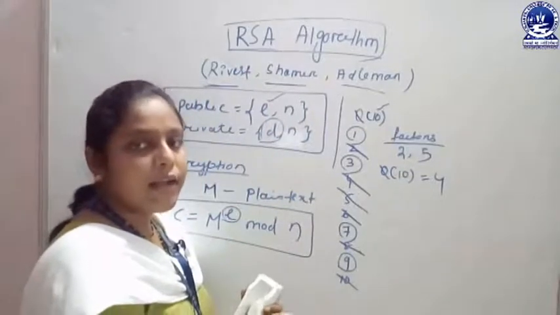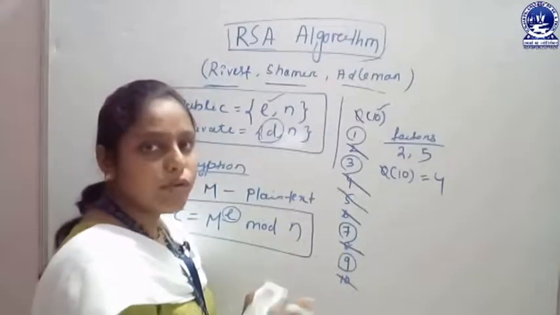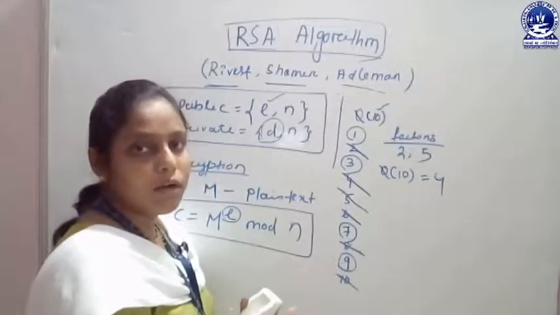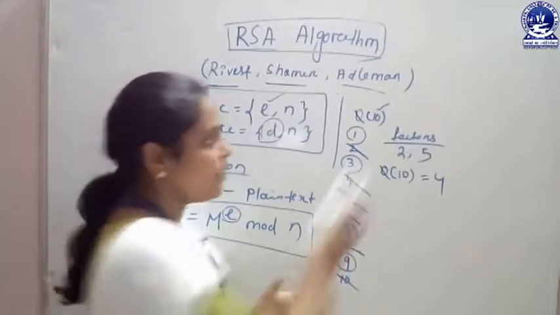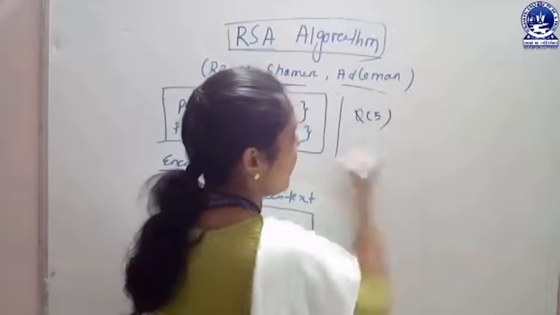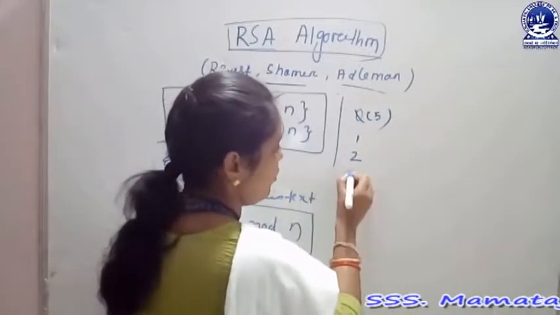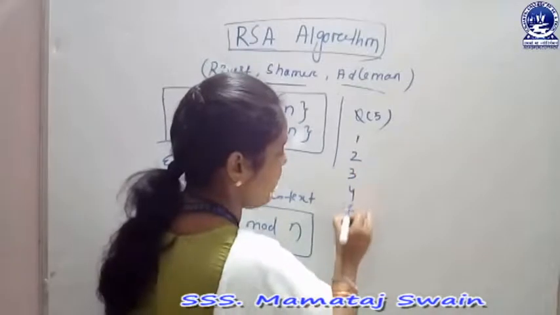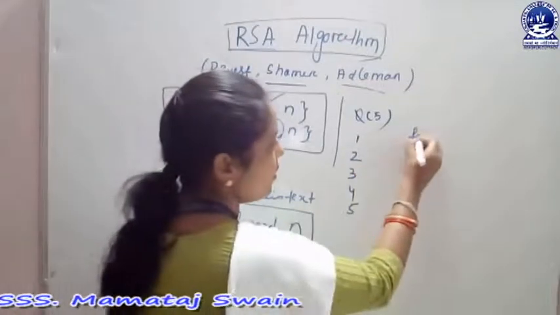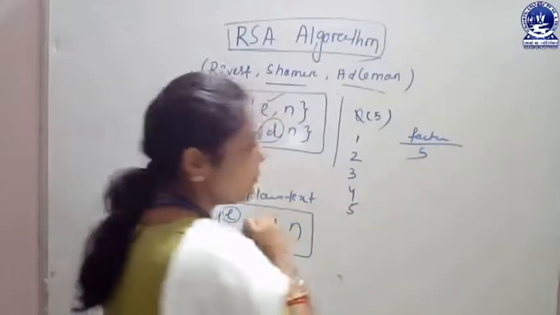Now take another example. Suppose you want to find out the Euler's phi function for the number 5. That means here we can take phi of 5. First we write the numbers from 1 to 5: 1, 2, 3, 4, 5. Then you take the factor. Here the factor is 5.